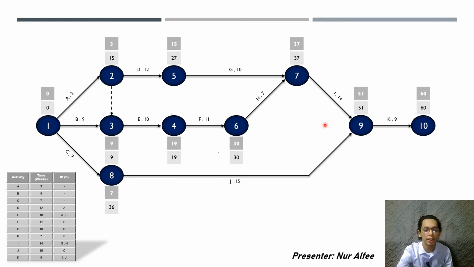Okay, for the next one, just now we need to add all the EET above to have the last total of weeks for the last event. So as you can see, the last event is event 10 with 60 weeks. Instead of adding all the EET, for LET we need to minus or deduct the current event with the previous activities. For example, event 10 has 60 weeks minus activity K with 9 weeks equals 51.